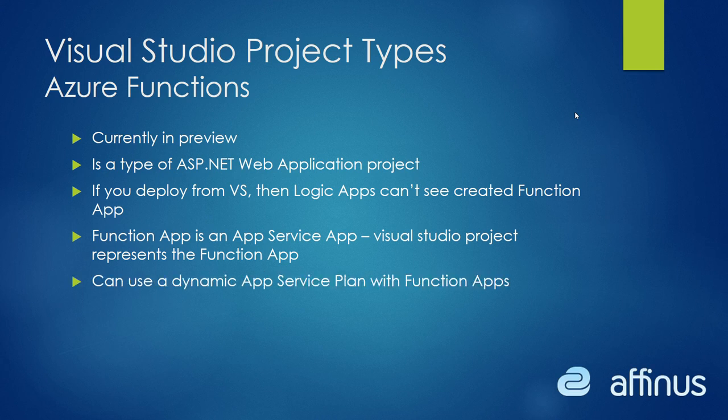One of the differences with function apps is that it supports a new type of app service plan. Normally the app service plans are pay monthly plans. You set a size, T1, S1, something like that, and that dictates how many servers it's going to run on, and how many transactions a second it can process, and how much memory will be available. But with function apps, you have a different type of plan available, which is a dynamic plan, so consumption-based billing. You pay for the functions as you execute them.